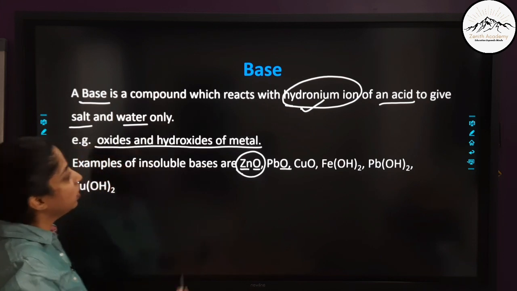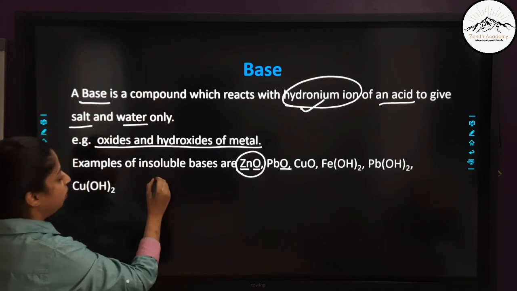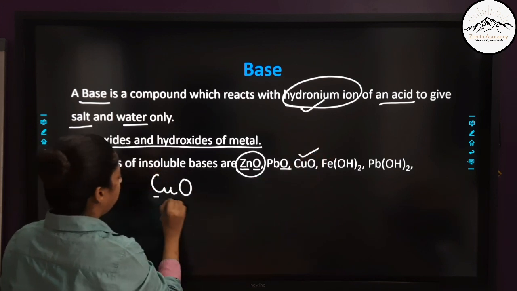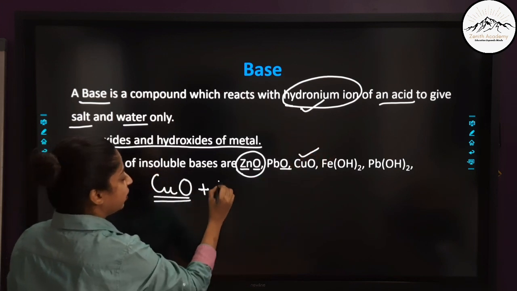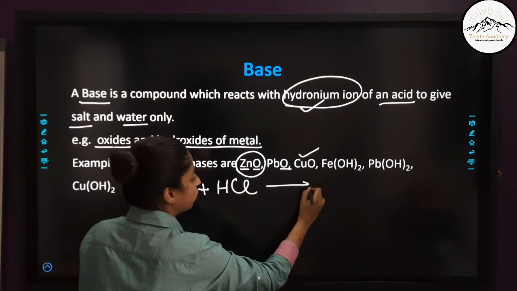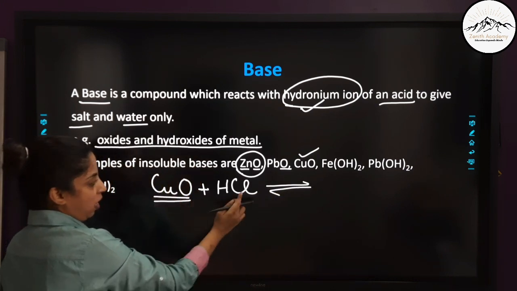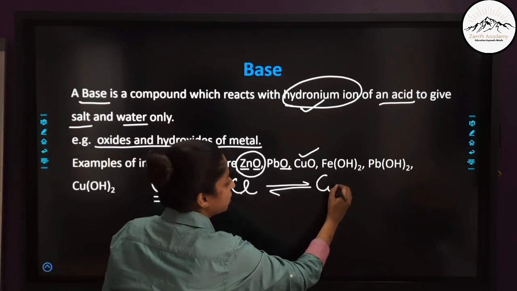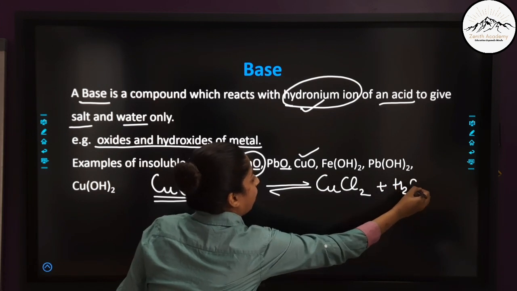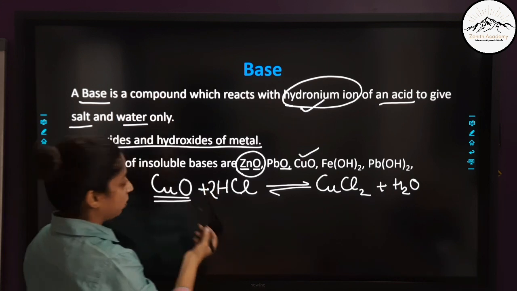When they react with hydronium ion of an acid, it gives salt and water. So I'll give you an example here. See, copper oxide, this one I am taking. So when this copper oxide reacts with an acid, what should it form? It should form salt and water. So which salt? It will form metal salt. So copper and Cl here. So it will form CuCl2 plus water. Now you please balance this. Here if 2, then this is balanced.